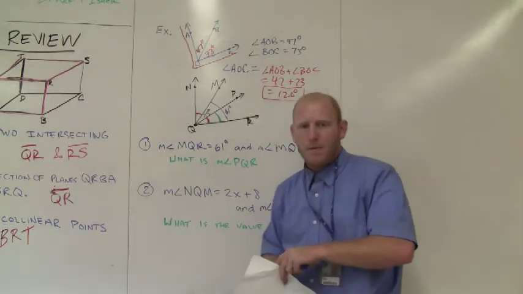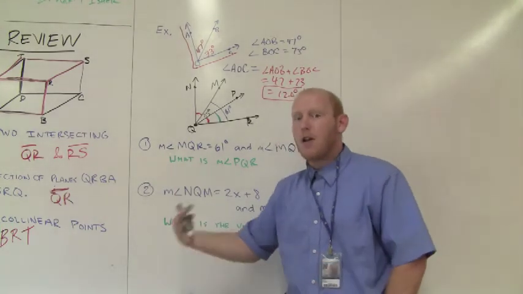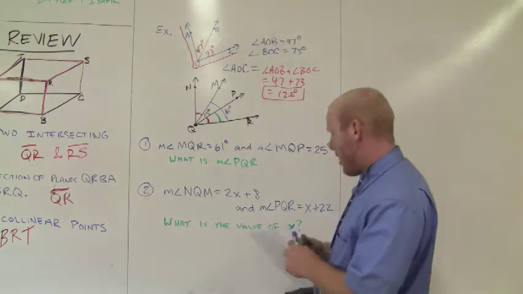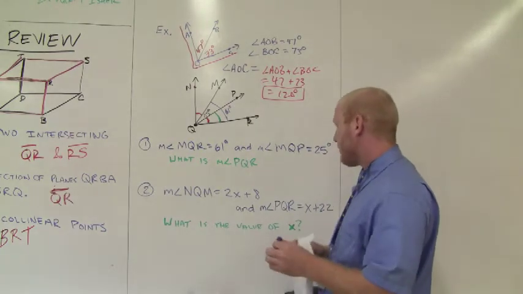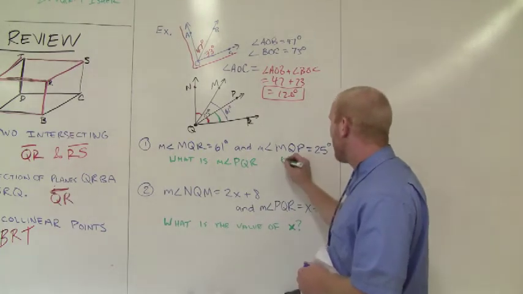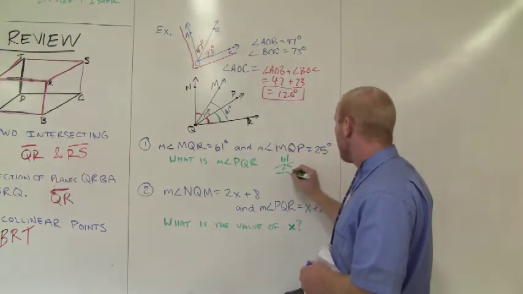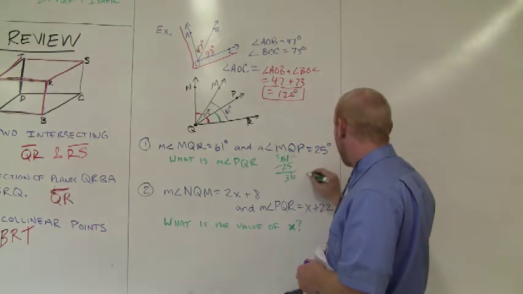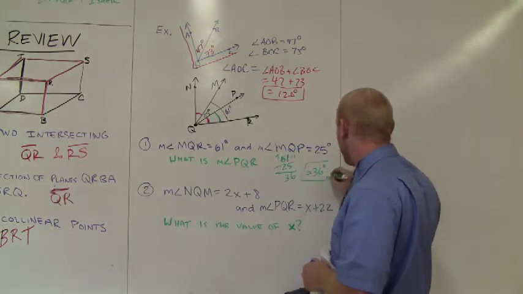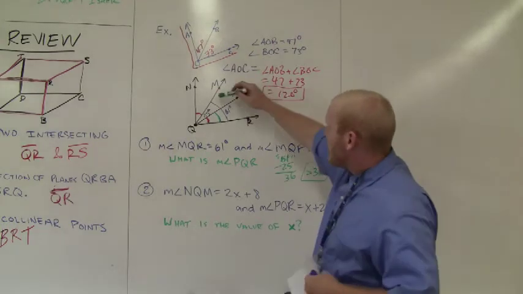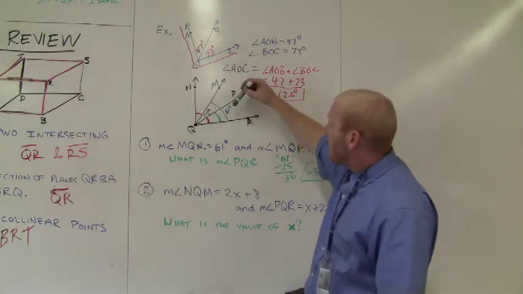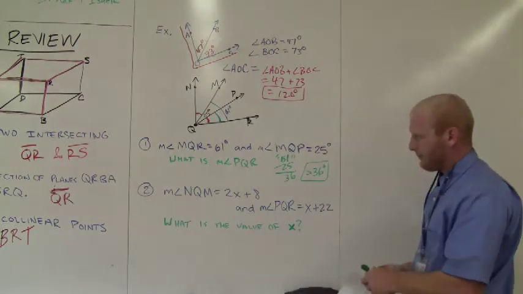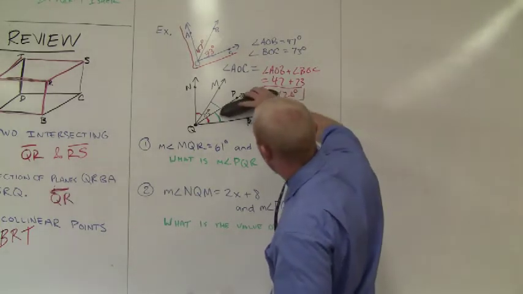So, if it gives me the total and a part, how am I going to find the other part? I'm going to use subtraction. I'm going to take the bigger number and subtract. So 61 minus 25, so I get 36 degrees. Because this is the bigger angle at 61, and this one's a smaller angle, 61 minus 25 equals 36. Now I'll erase that.